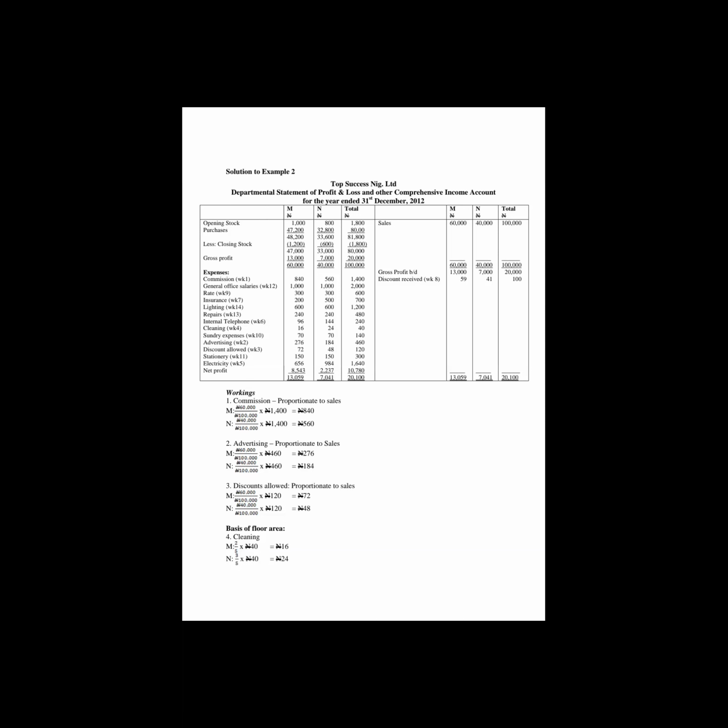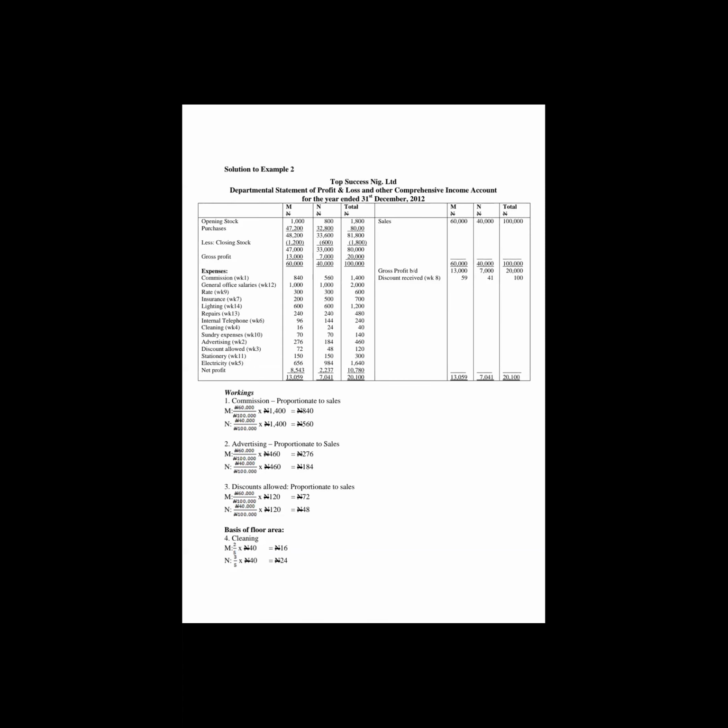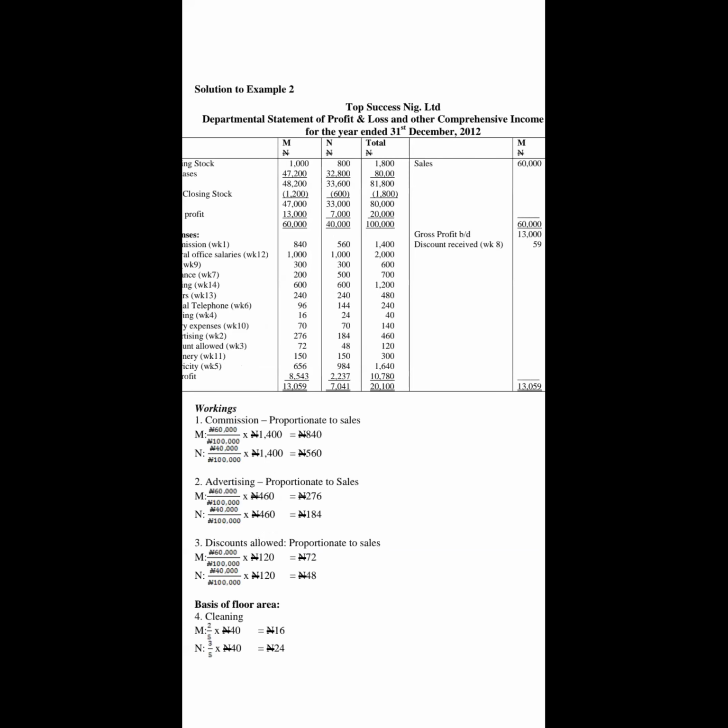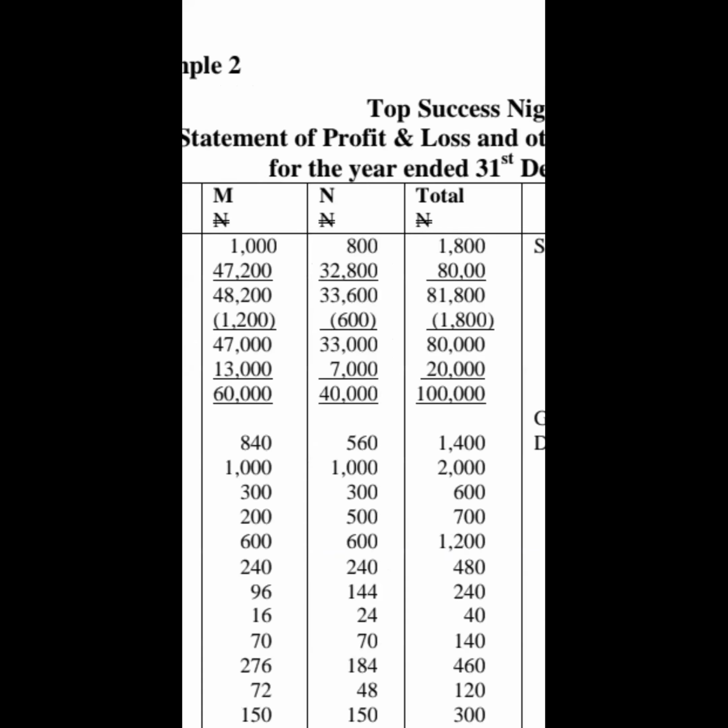But supposing department N sales is 30,000, not 40,000 this time around, and cost of goods sold is 33,000. Is it still a profit? No, it is not a profit. It is a loss. In this case, instead of having 7,000 profit, you have a loss of 3,000.